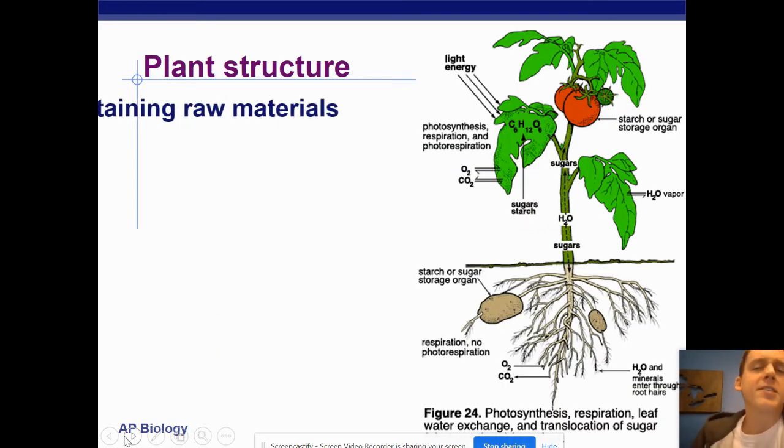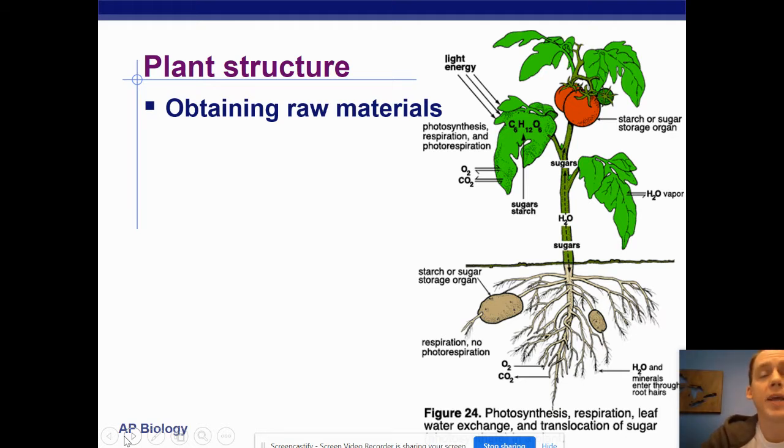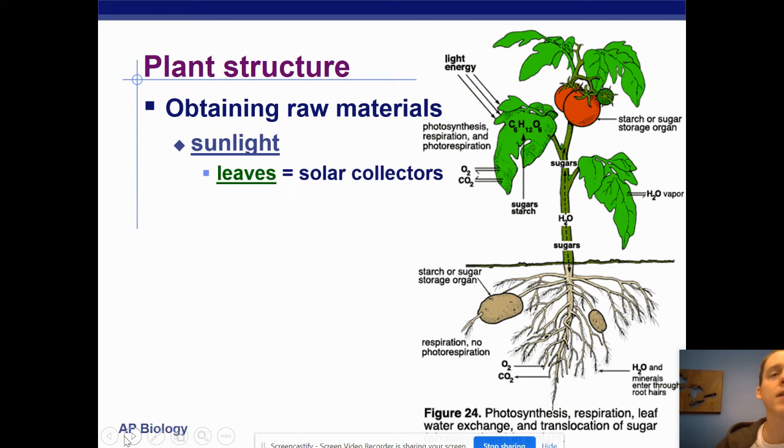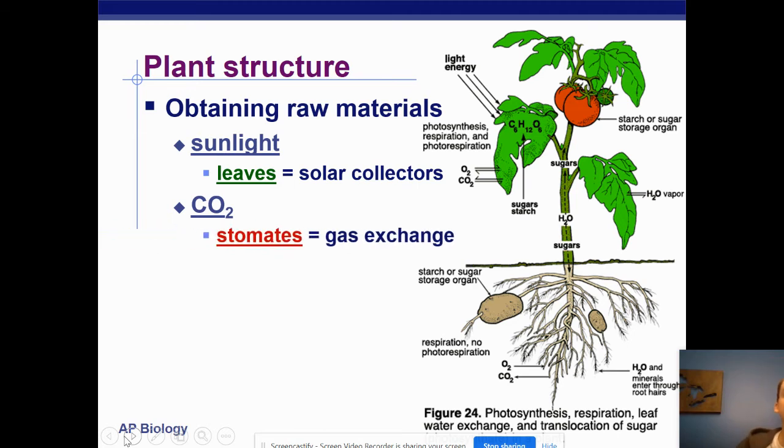So the way a plant is situated, first, a plant has to obtain raw materials. So it has to collect things from the sun, like light. It has to collect light from the sun, and the leaves are good at that. So leaves are going to be like the solar panels of the plant. CO2 also has to be collected. And within the leaves, we have these tiny openings called stomata. Stomata are present in leaves, and they help exchange gases. So it helps CO2 go into the plant, and it helps some oxygen leave the plant.